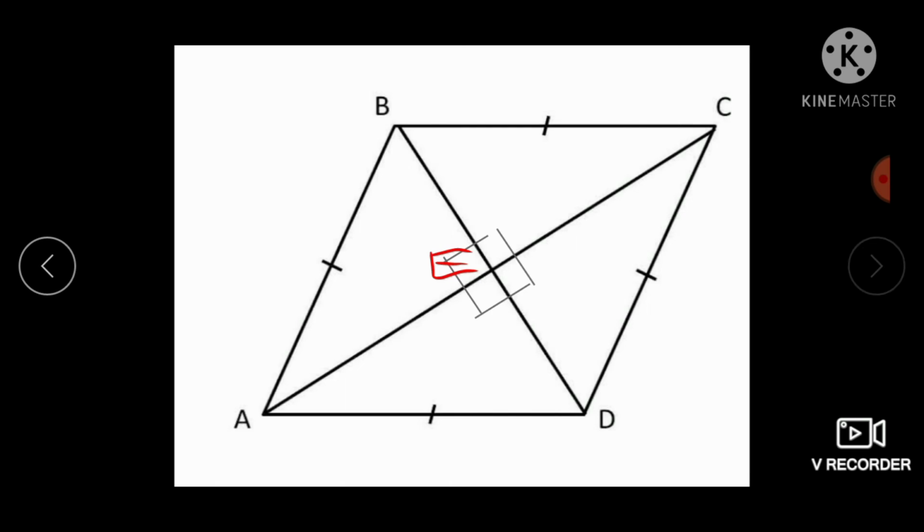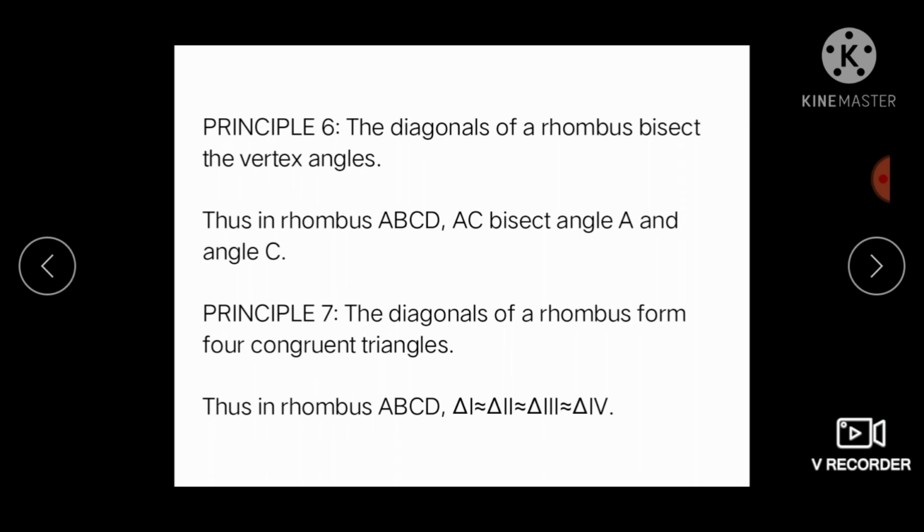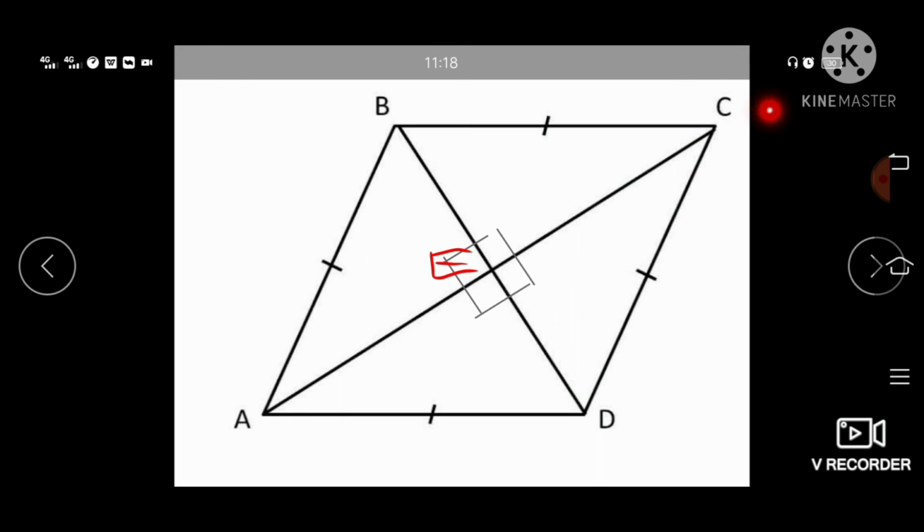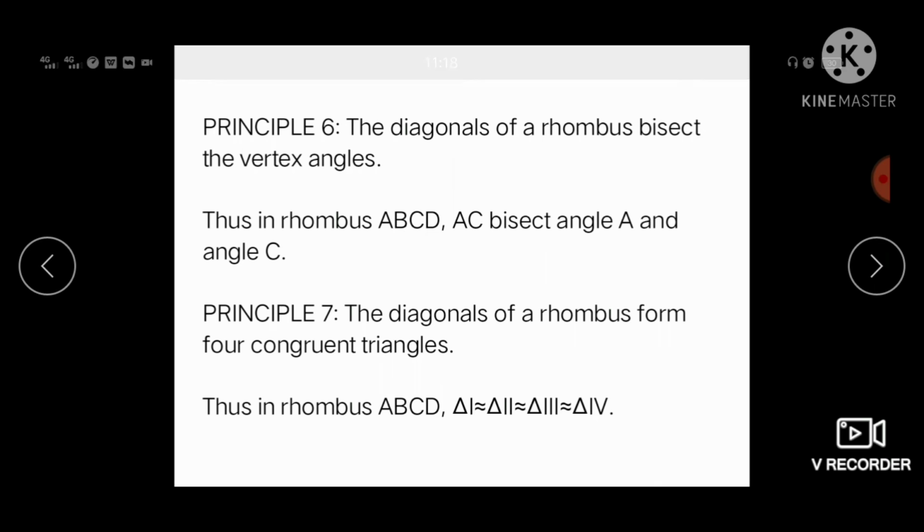So let's proceed to principle 6. The diagonals of a rhombus bisect the vertex angles. So diagonal AC bisects angle A and angle C. Thus, in rhombus ABCD, diagonal AC bisects angle A and angle C.